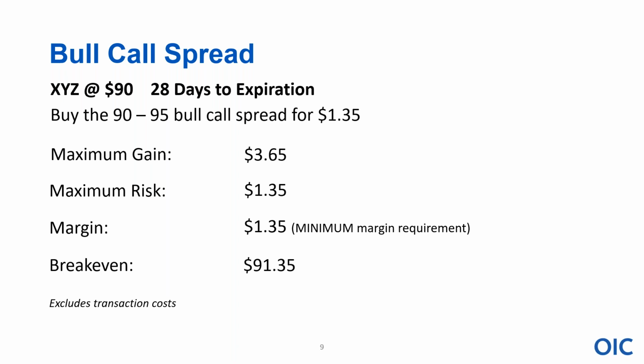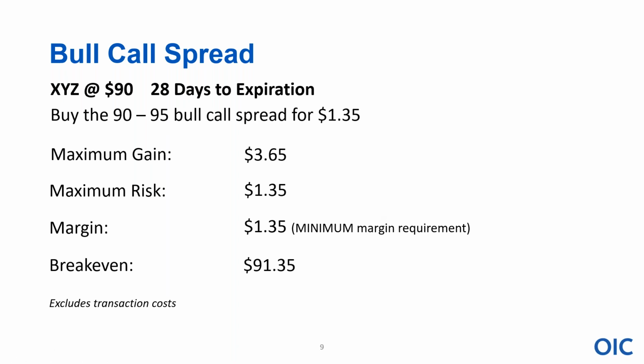Now the best thing that can happen here is the stock rallies through 95. We own the right to purchase shares at 90. We are obligated to sell shares at 95. We can capture that $5 difference, and that's the best that we can get. So if we can capture that $5 and we paid $1.35 up front for it, you can see the maximum gain potential here is $365. The maximum risk is what we paid up front.